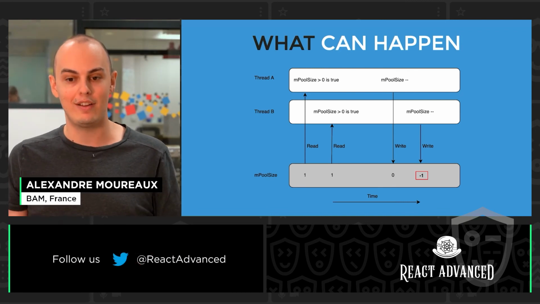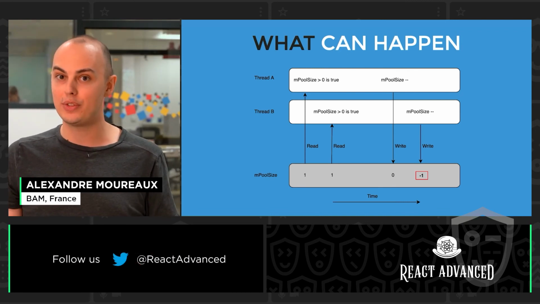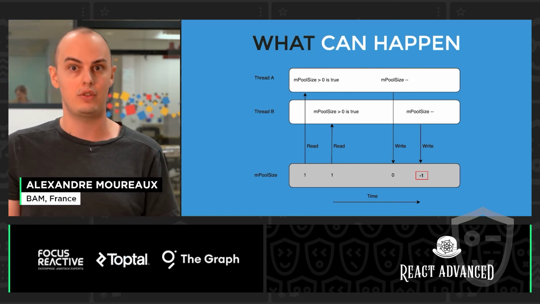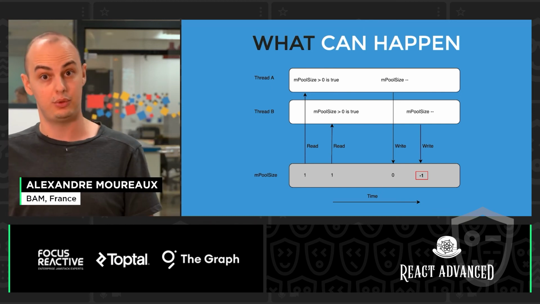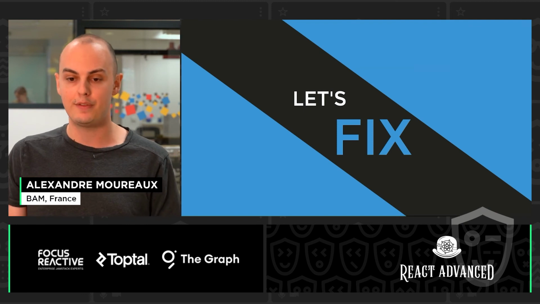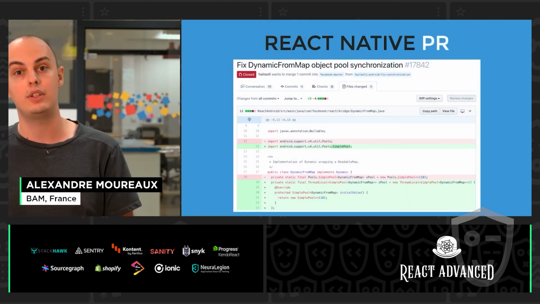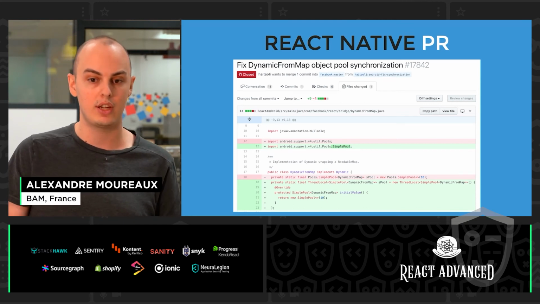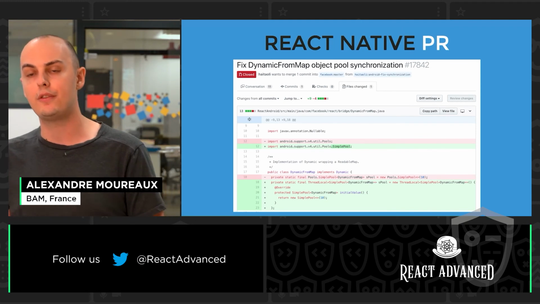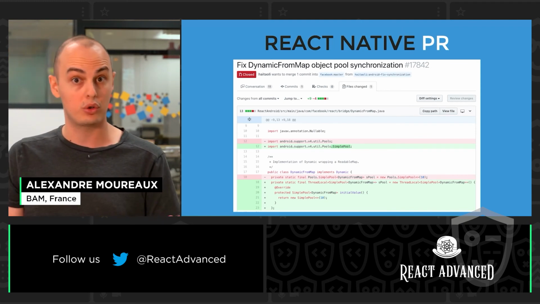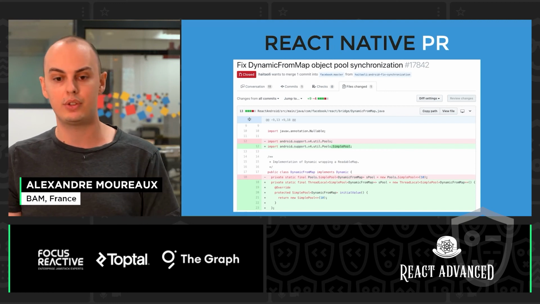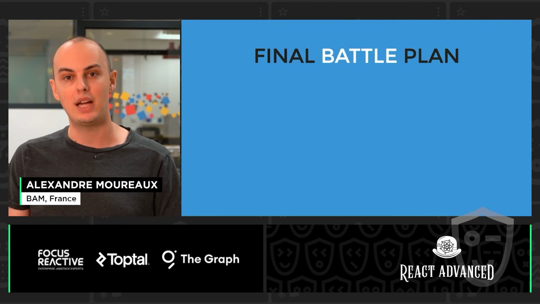So wow, we actually know where this is coming from, and this is why it was so hard to reproduce, because this is a race condition that was very tricky to trigger. So let's fix it. When we investigated, we found that there was a pull request on React Native dealing with thread safety on dynamic from map create. And in collaboration with the React Native core contributor that submitted this pull request and the React Native SVG maintainers, we devised a final battle plan.